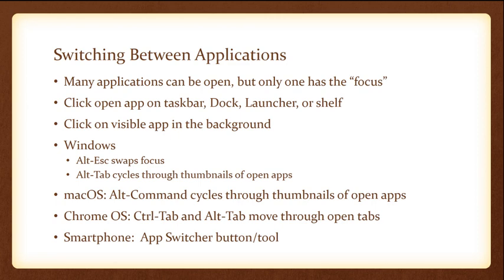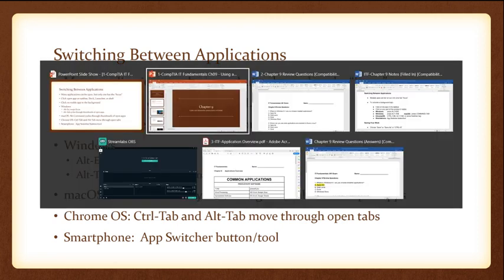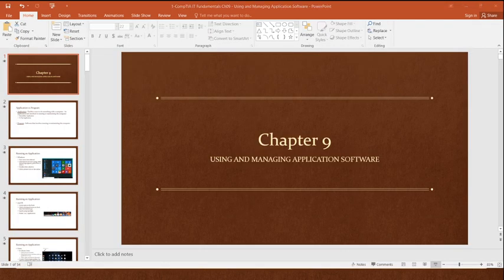For Windows, you have some shortcuts that you can use. Alt-Escape will swap the focus, and Alt-Tab will cycle through thumbnails of open apps, and that's the one I use the most. If I'm doing Alt-Tab, you can see I can cycle through whichever application I want, so that way that's the one that's going to come into view.